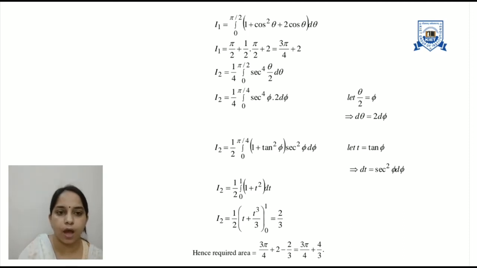Putting the values of I1 and I2 in A, we get the required area as 3 pi by 4 plus 4 by 3.